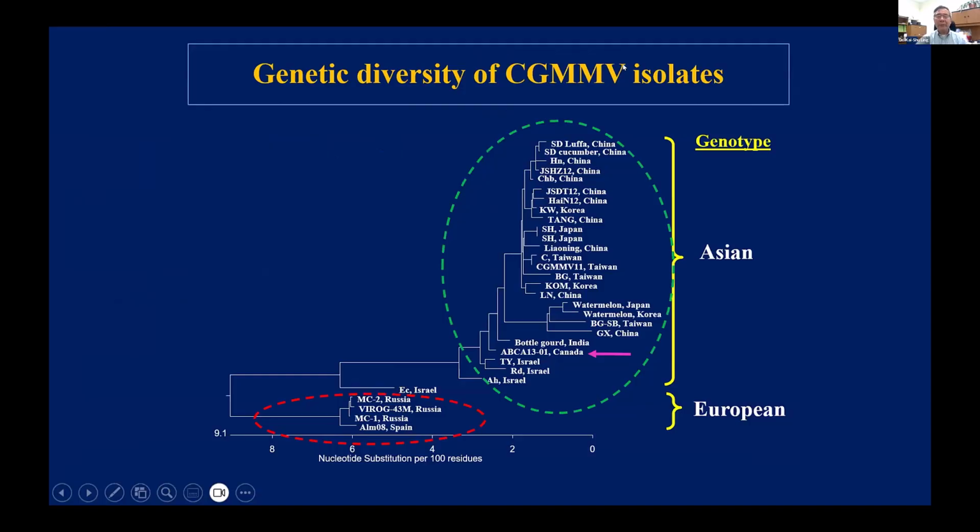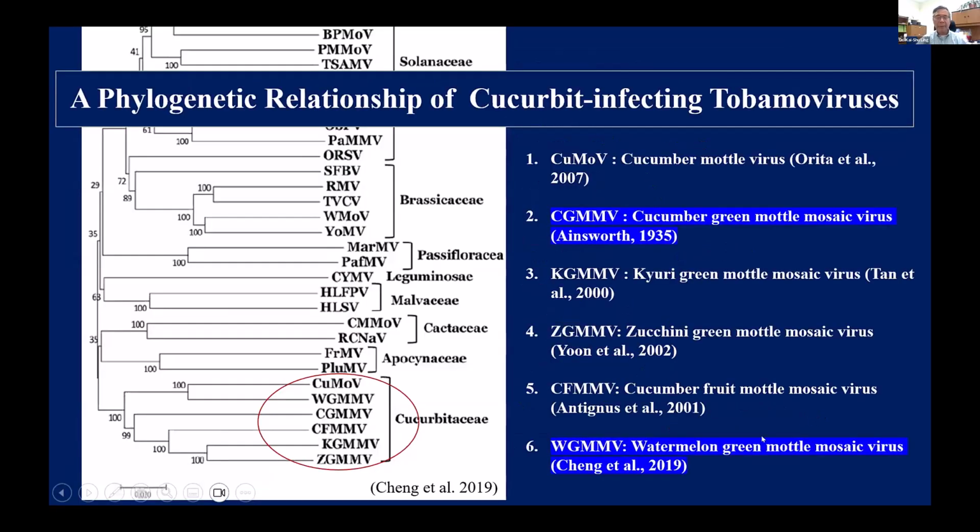For the genetic diversity of CGMMV isolates, they are usually broken into two genotypes, one Asian and one European. Those are the major ones. Some fall in between, but most of them fit into the Asian and European genotypes. The complication for detection is that there are at least six of these tobamoviruses infecting cucurbit crops, which makes diagnostics complicated.